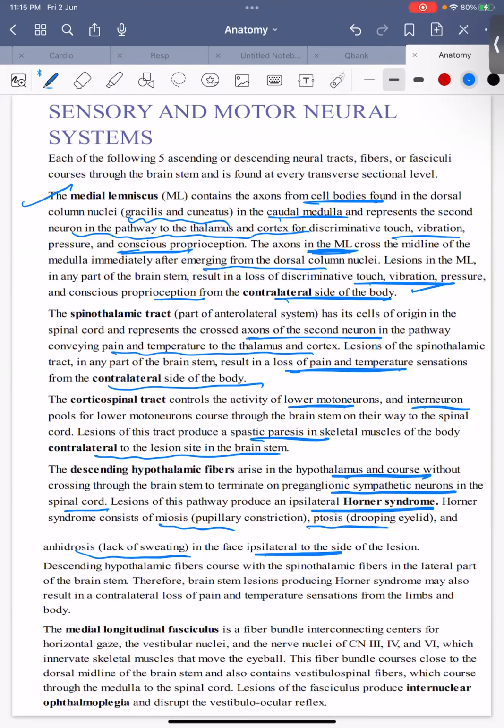Now, descending hypothalamic fibers course with the spinothalamic tract in the lateral part of your brainstem. Therefore, lesions producing Horner syndrome may be associated with contralateral loss of pain and sensation of the limbs and the body.